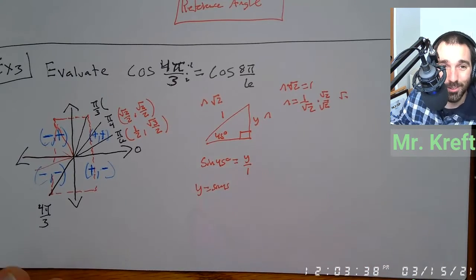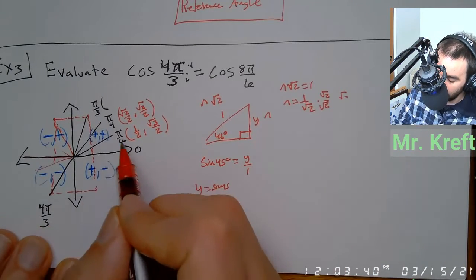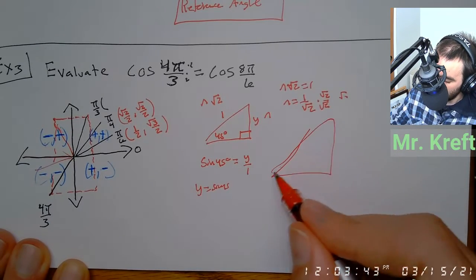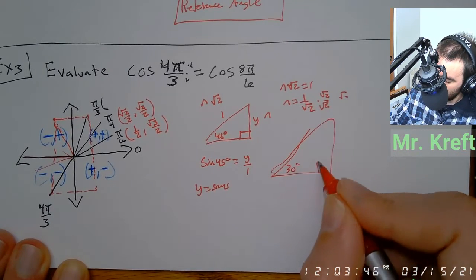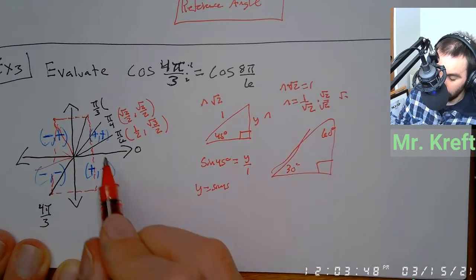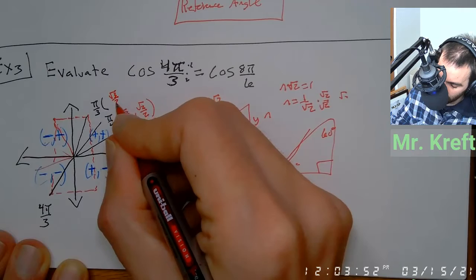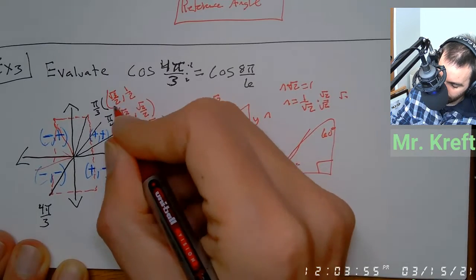So if you don't remember that, you can come to my office hours. I'll help you out. And then this one, pi over 6 and pi over 3, that's another special right triangle, right? So that is the 30, 60, 90. You're just switching 30s and 60s. So this is root 3 over 2 and 1/2.